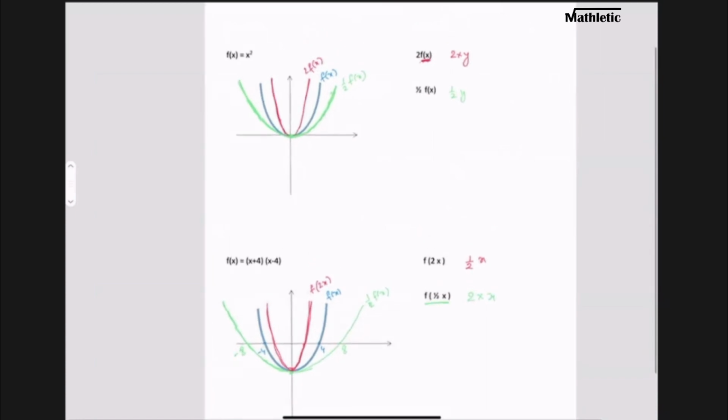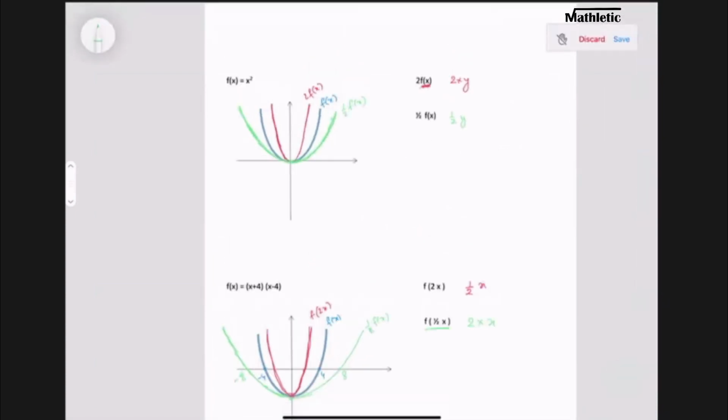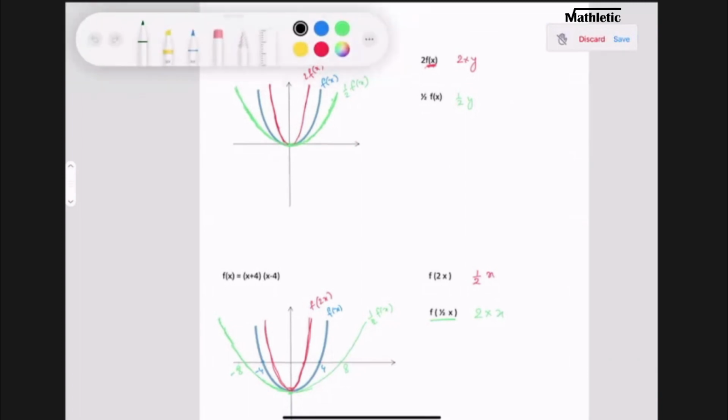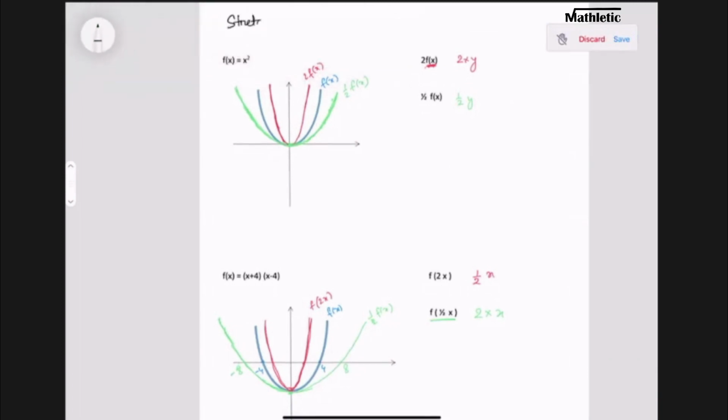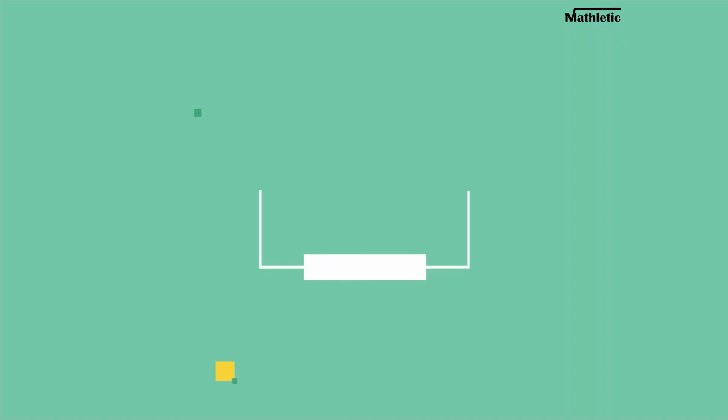So these two examples are related to stretch. For stretch, you are actually either multiplying or dividing by a scale factor. So these are the scale factors. So basically stretch is related to multiplication or division, and you need to remember that whatever you do with the x coordinates, it always has an opposite effect.